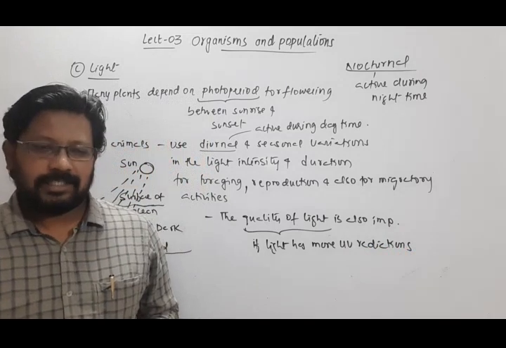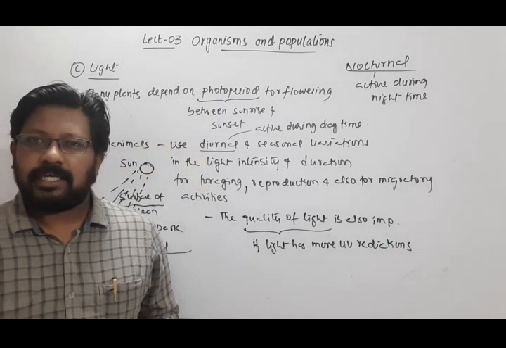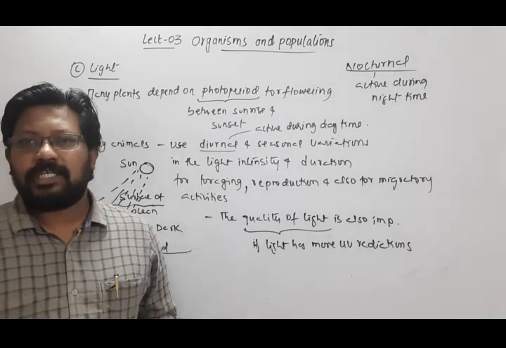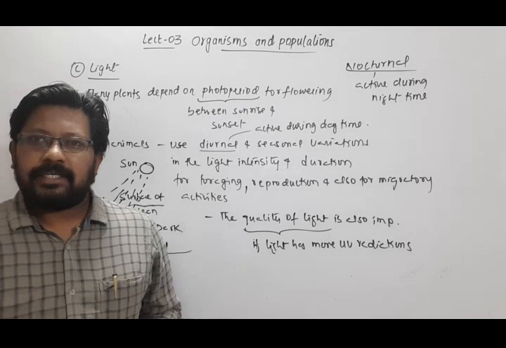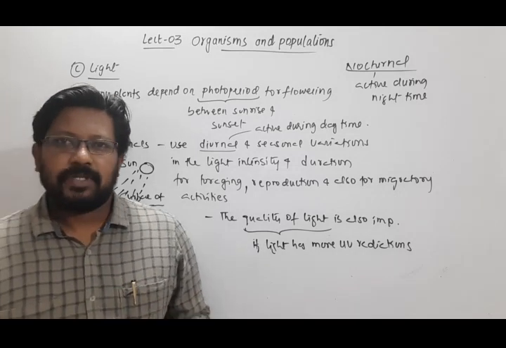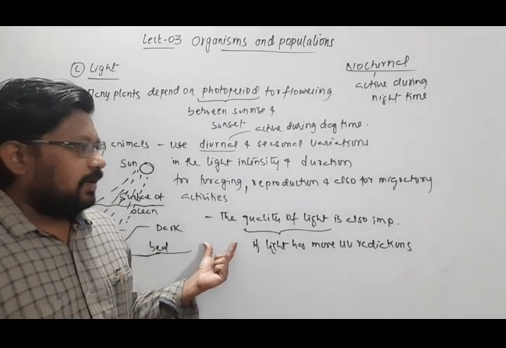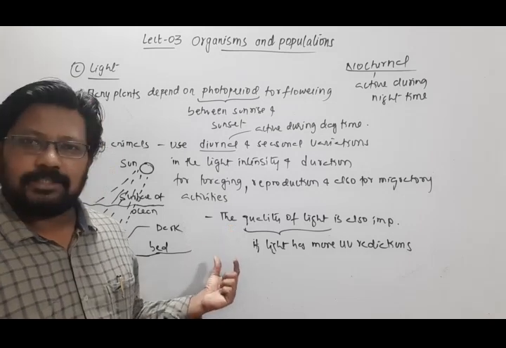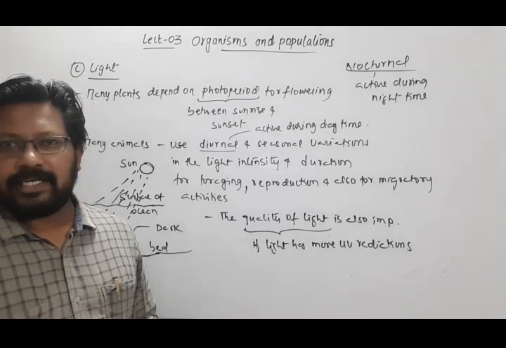Of course, it's the DNA that can get damaged by these UV radiations and can cause mutations, and that can result in the death of organisms. So the quality of light is also important. We should see that the light has fewer UV radiations.